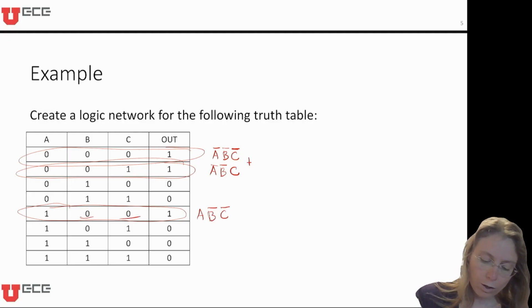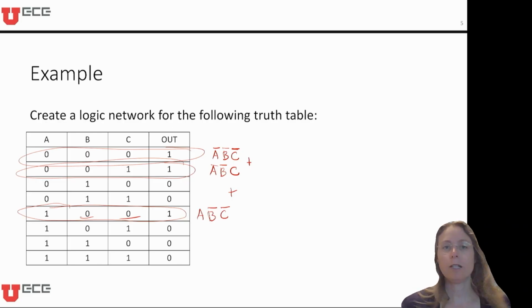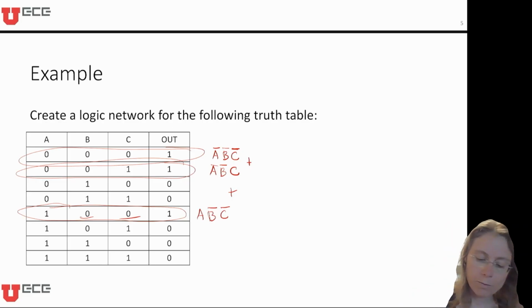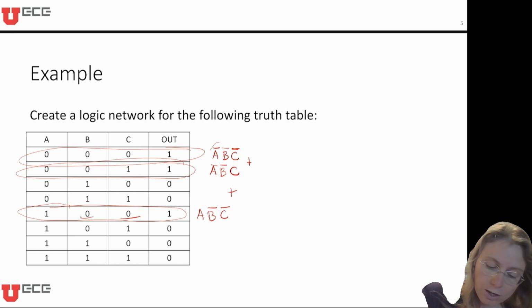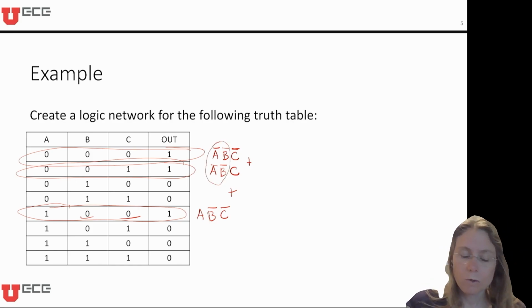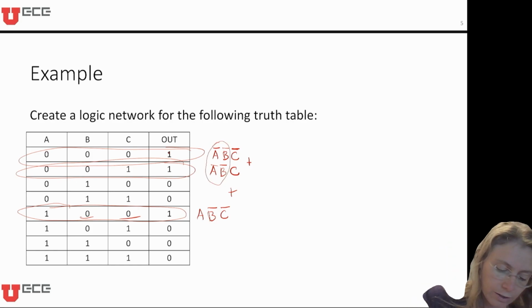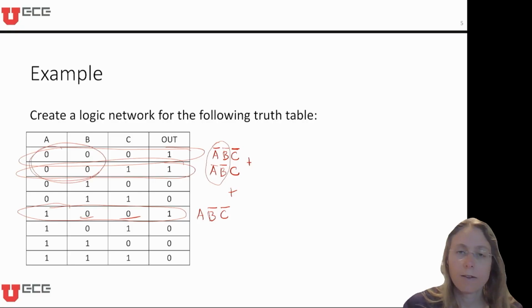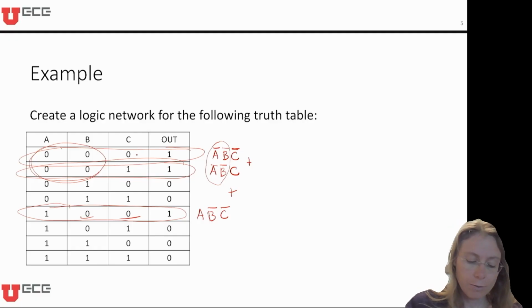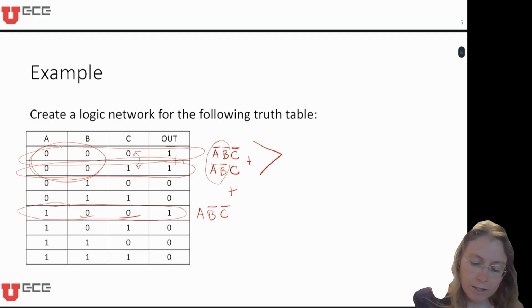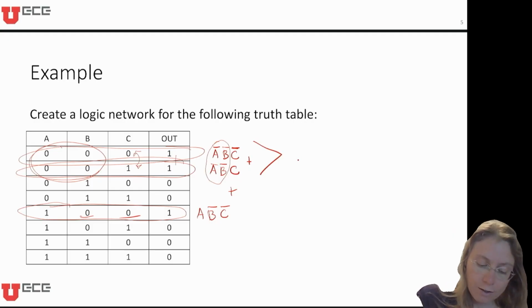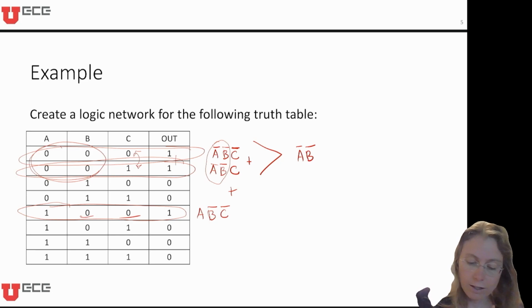And then I could OR all of these together. That's a big, huge expression. But maybe you noticed over here that in these first two cases, there was a big fat 0 for both A and B, and it didn't really matter what C was, right? Whether C was 0 or C was 1, it didn't matter. I output a 1 either way. So this part can be simplified to just not A, not B, and not involve the C.